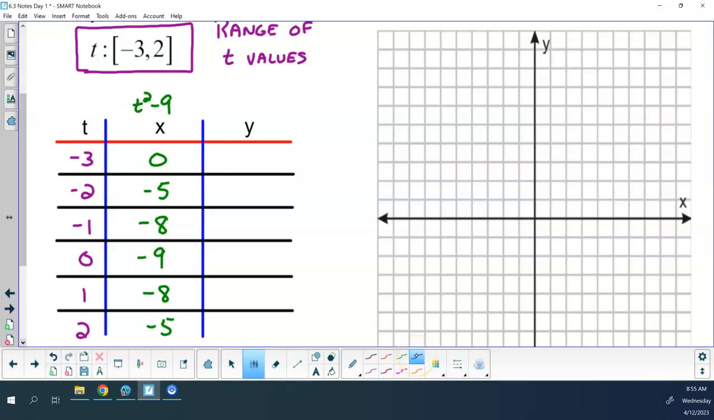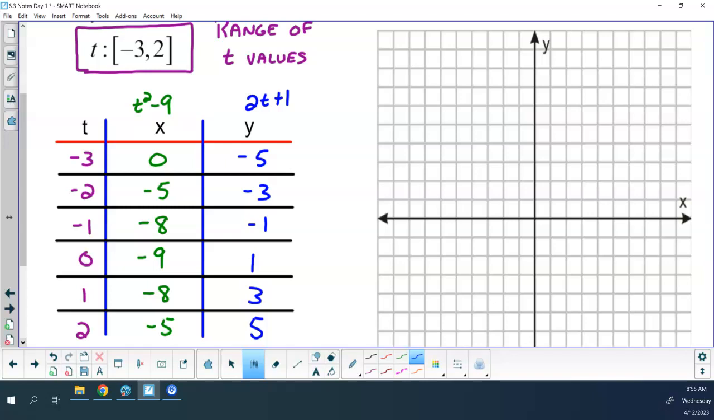Okay? Then we go over to the y's. And the y's were 2t plus 1. 2 times t, or excuse me, 2 times -3, -6 plus 1. -5. 2 times -2 plus 1. 2 times -1 plus 1. 2 times 0 plus 1. 2 times 1 plus 1. 2 times 2 plus 1. Okay? So there you've done all your math.